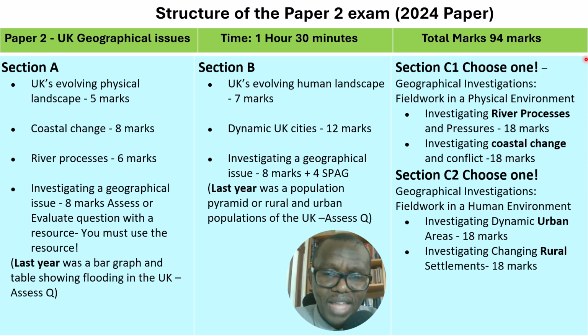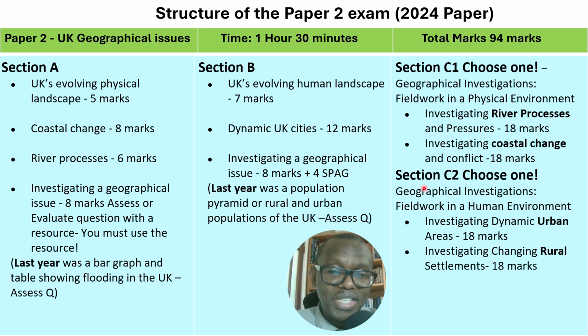Did I say that for section 1? Sorry, for section C1. So C1, you will have a question on rivers, and then another section on coastal change. So you will need to choose from these two. Decide whether you're doing rivers or coastal change, depending on what you have done at your school, what field study investigation you did. Okay, I hope that is clear.